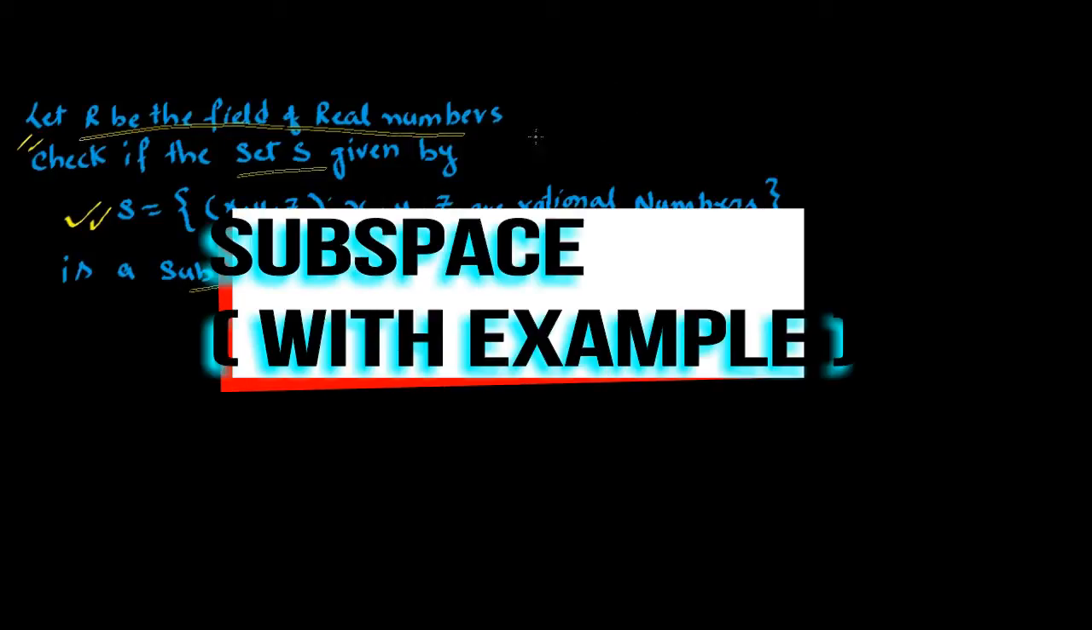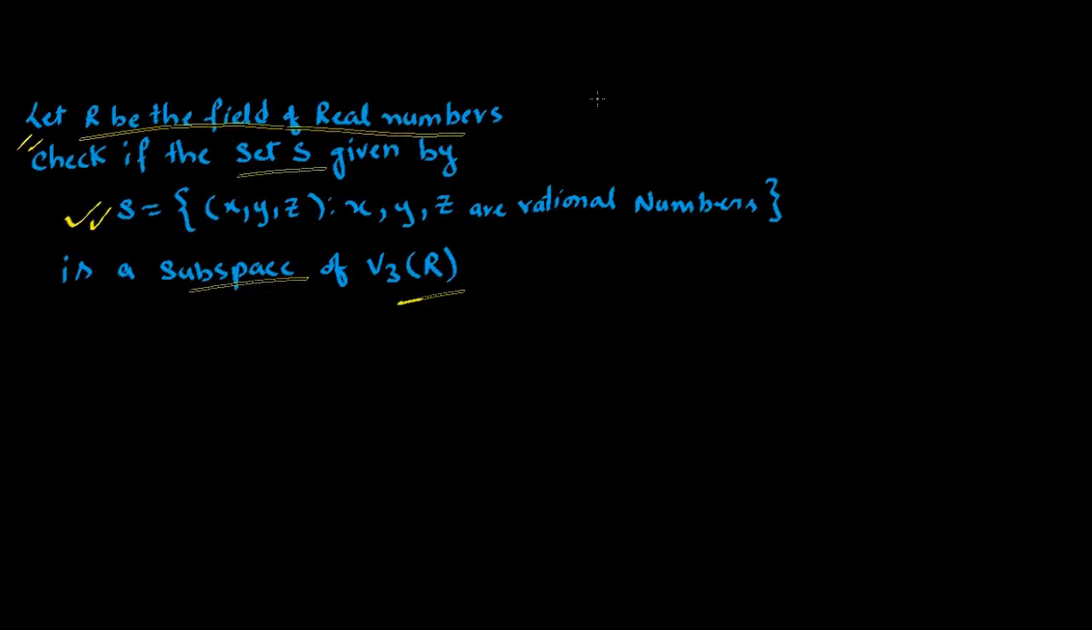Hi everyone, we have a problem here where the subset is not a subspace of a vector space. In our last video we have seen an example where the subset was a subspace of V3, and we are taking the same vector space V3 here and looking at an example set that is not a subspace of V3. So let's see how we will proceed.